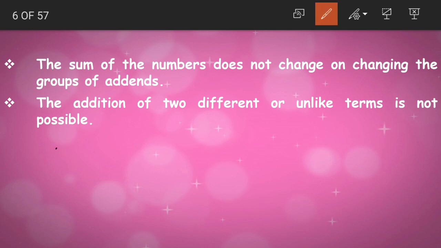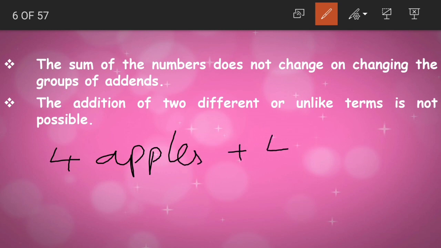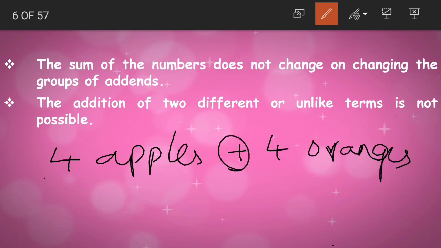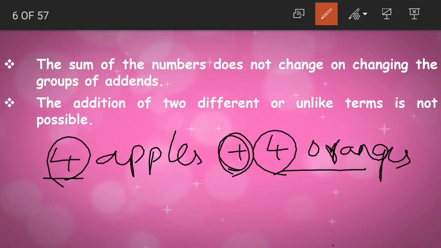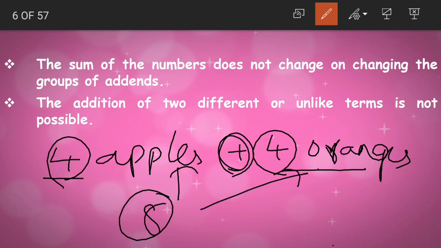If I say one basket has 4 apples and another basket has 4 oranges, and I ask you to find the sum, okay children, the sum of 4 apples and 4 oranges cannot be found. You cannot say 4 plus 4 becomes 8, but what are these 8? Are these apples or oranges? We cannot add these two terms.